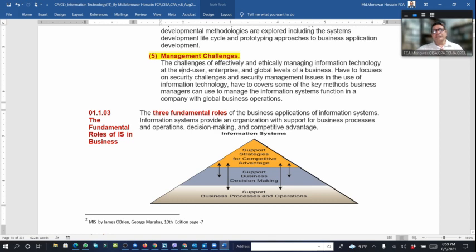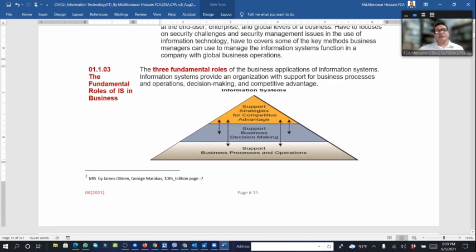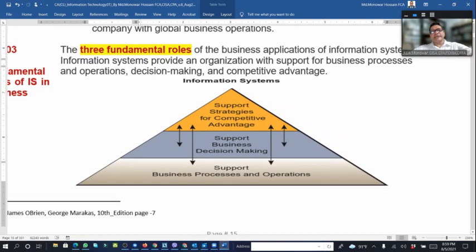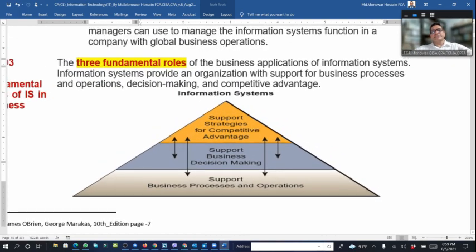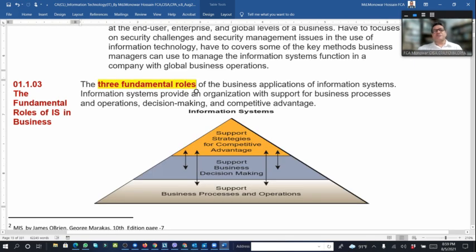And the fundamental roles of information systems in business: there are 3 fundamental roles. Look here, these 3 fundamental roles in business. In business applications, information systems provide organizational support to business processes.